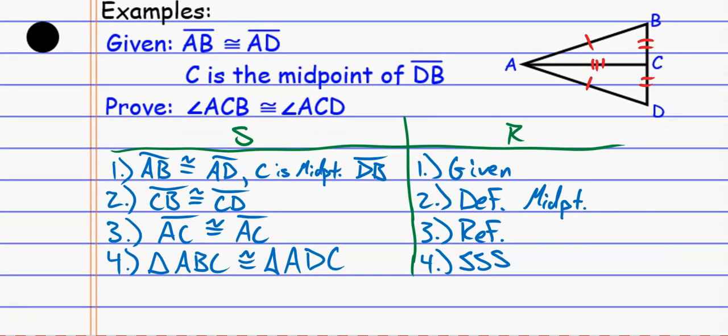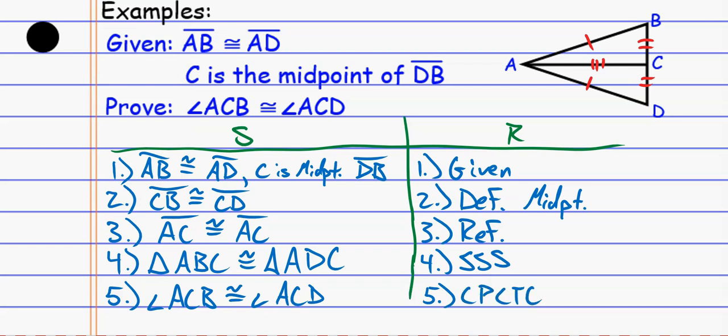So now from here, if I know the two triangles are the same, it means that the corresponding pieces are the same. So I could say that angle ACB is congruent to angle ACD. Okay? And I know that ACB is congruent to ACD because of CPCTC. So again, same kind of stuff we've been doing, but now that I know the triangles are congruent, I'm taking it one step further and saying, oh, now the pieces are congruent.